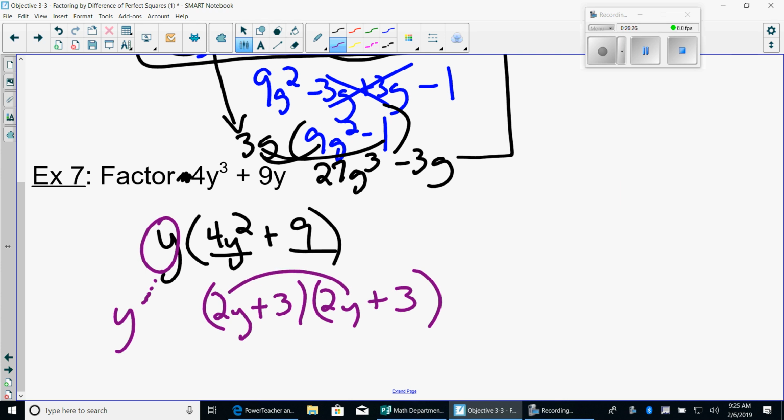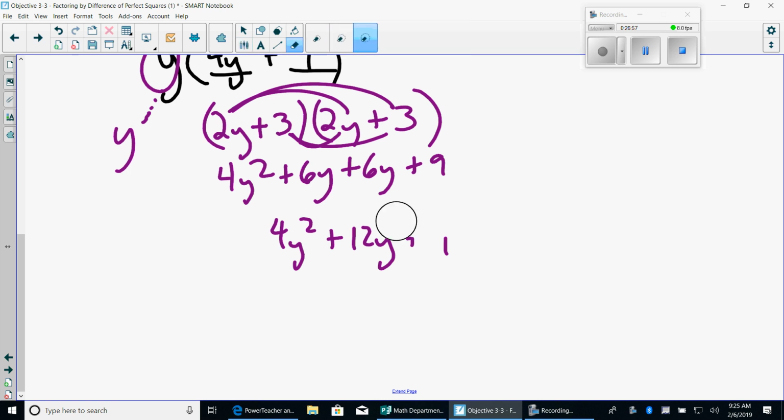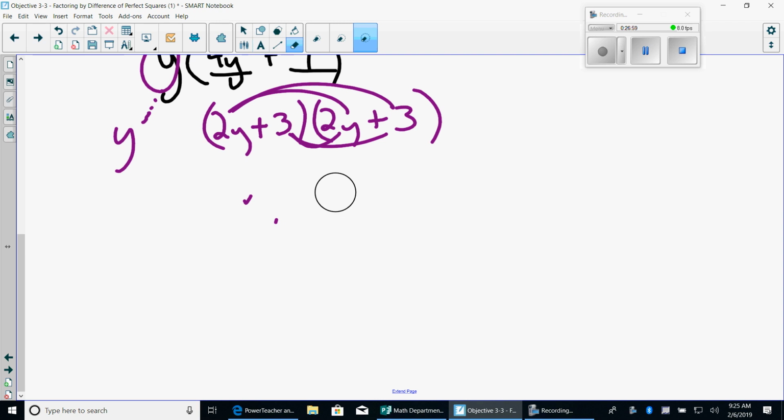Okay, so that's going to give me what? 4y squared. This is going to give me positive 6y, and that's going to give me, what's the problem? The problem is that the middles don't cancel, and then I end up with that, and that is not what we started with.